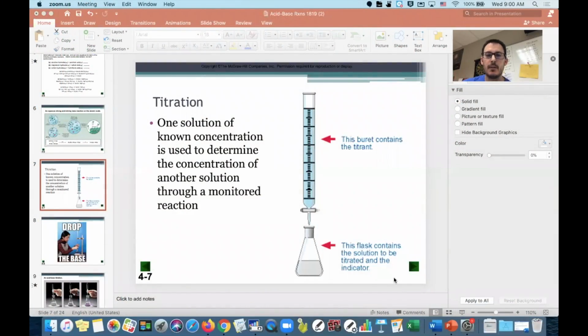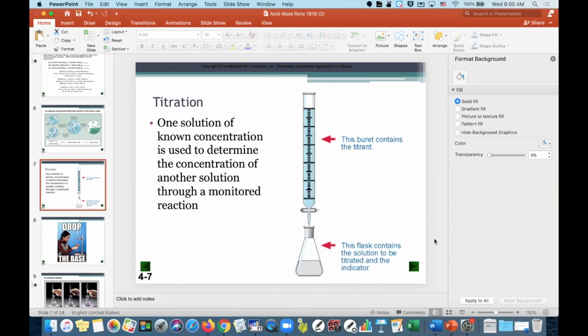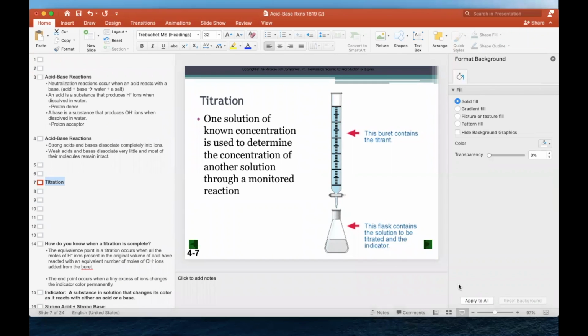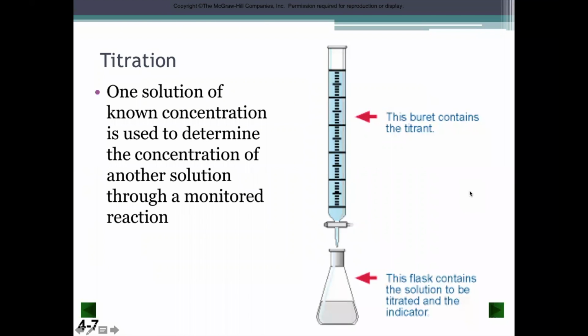All right, College Chem, welcome back. Today we're going to talk about titration problems. Titration is a process we use to determine the unknown concentration of one of our solutions.